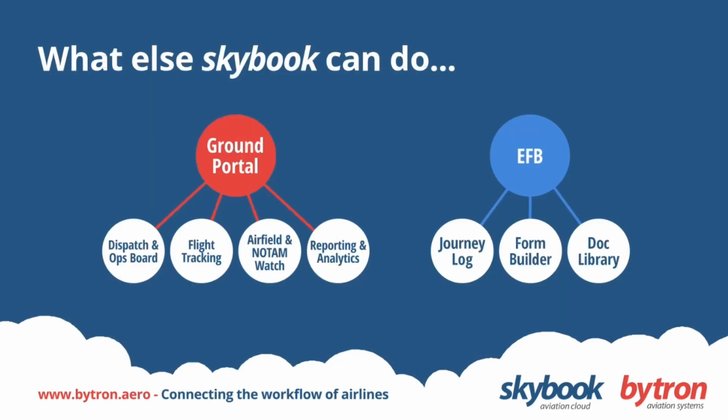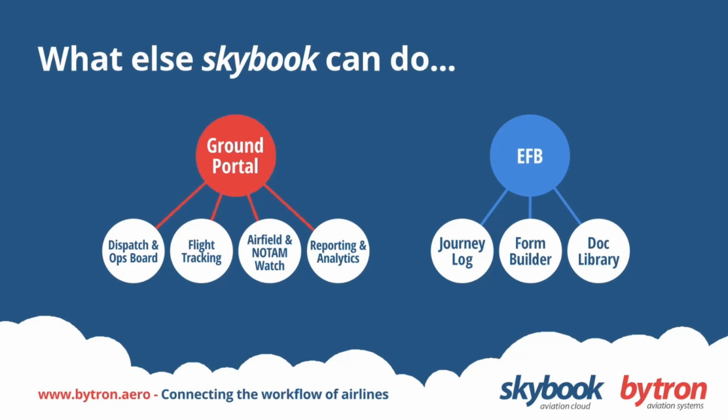So what else Skybook offers aside from the digital briefing? So Skybook has a ground portal and an EFB. The ground portal is packed full of features such as our dispatch management system and ops board for seeing schedules and delays, flight tracking with live and planned position data and deviation aircraft alerts, airfield and NOTAM watch for brilliant safety awareness, reporting and analytics of post-flight data and accessing historic flight information.